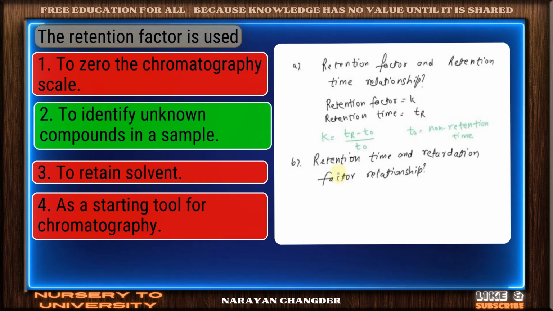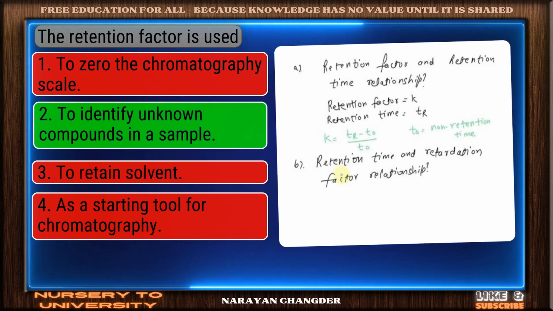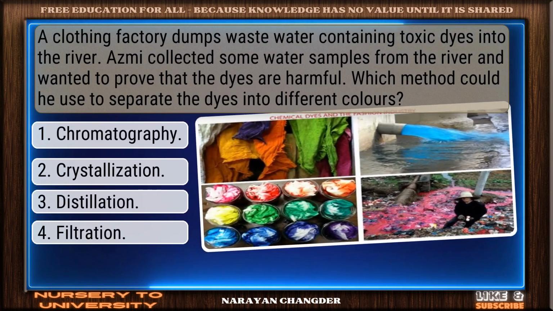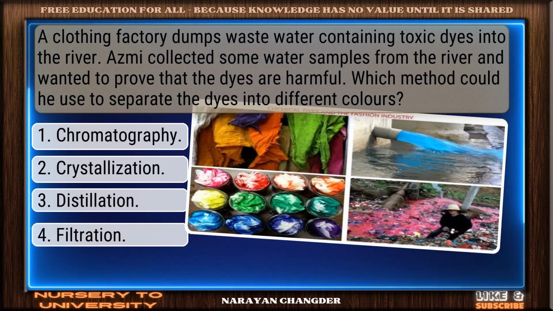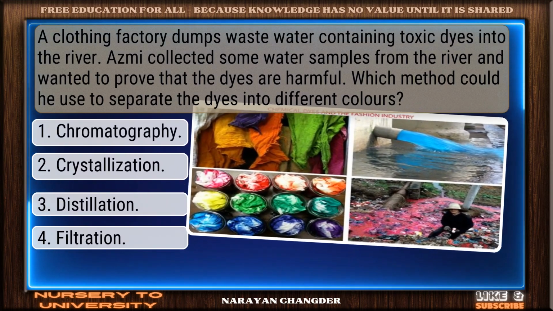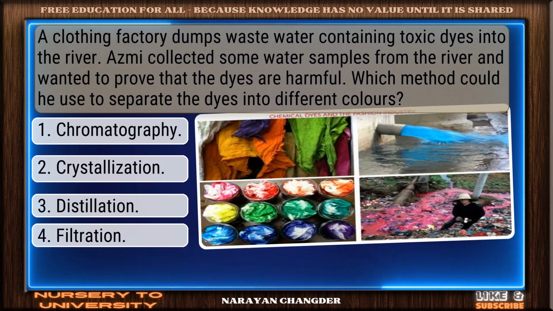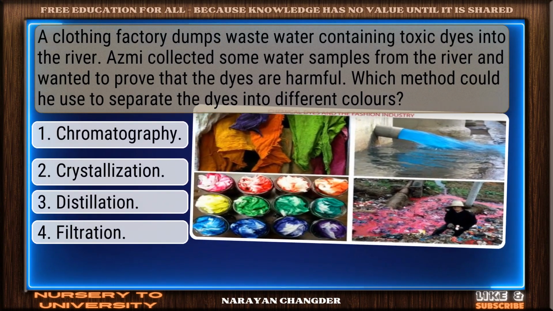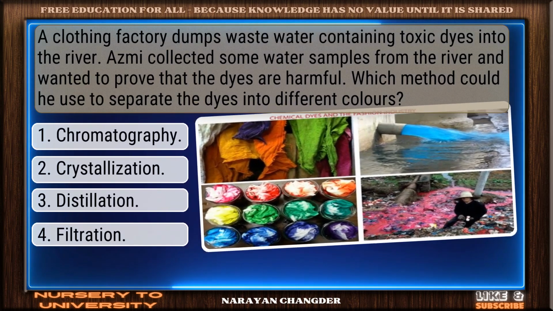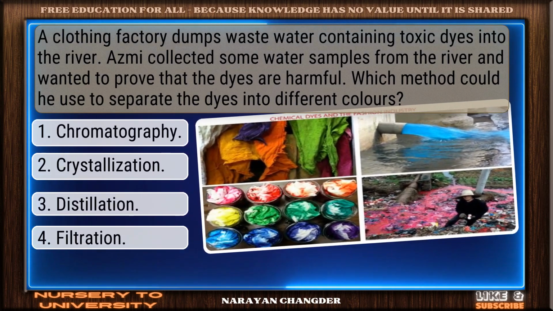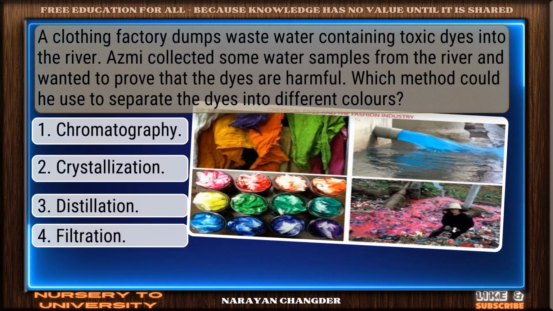Right, to identify unknown compounds in a sample. A clothing factory dumps wastewater containing toxic dyes into the river. Azmi collected some water samples from the river and wanted to prove that the dyes are harmful. Which method could he use to separate the dyes into different colors? Option 1. Chromatography. Option 2. Crystallization. Option 3. Distillation. Option 4. Filtration.